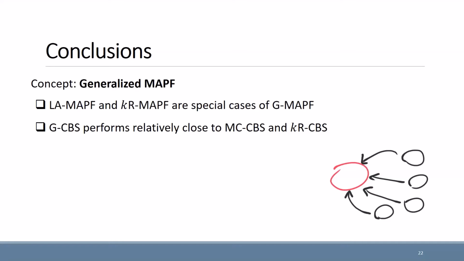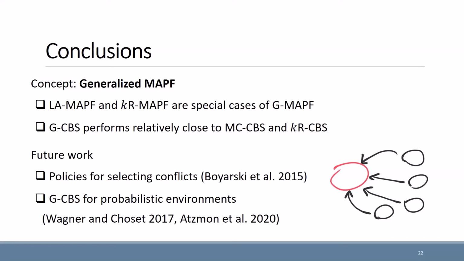We talked about generalized multi-agent pathfinding and saw that both large agent multi-agent pathfinding and k-robust multi-agent pathfinding are special cases of generalized multi-agent pathfinding, and that GCBS performed relatively close to MCCBS and KRCBS. Future work can suggest policies for selecting conflicts to resolve and can adjust GCBS for the case of probabilistic environments.